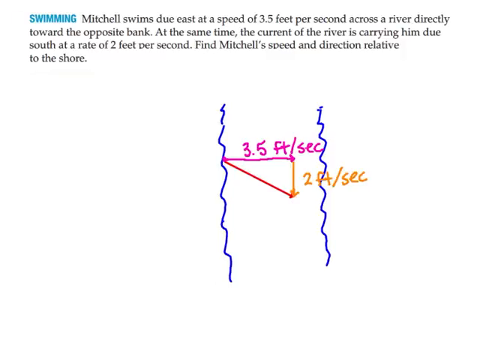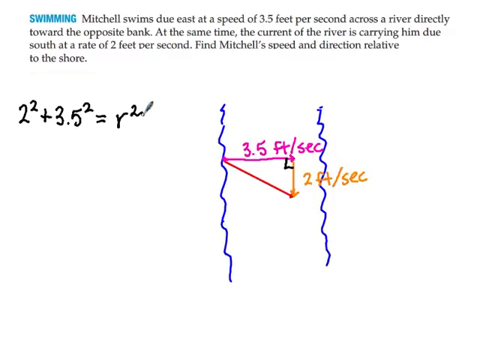Exactly. What we need to do is find his resultant speed as well as the angle. And as you've already heard Mason say, you're going to use SOHCAHTOA. You've got a right triangle right here. So to find how fast he's actually traveling, what am I going to use? Pythagorean theorem. So you've got 2 squared plus 3.5 squared, and that's going to equal his resultant squared.